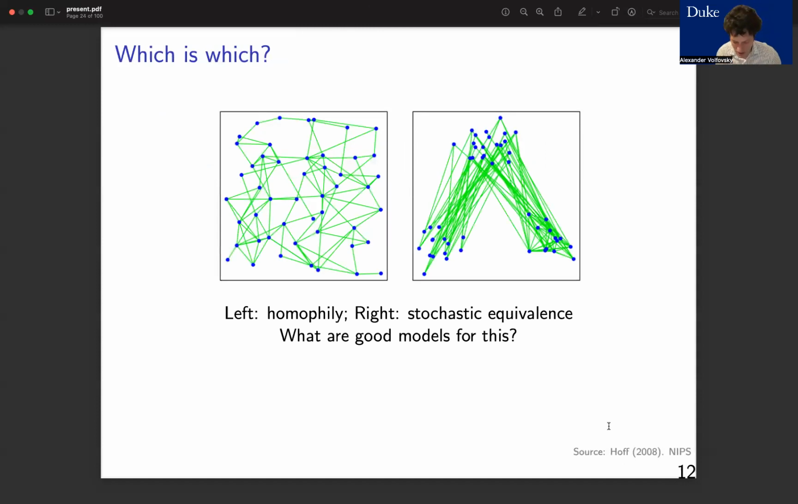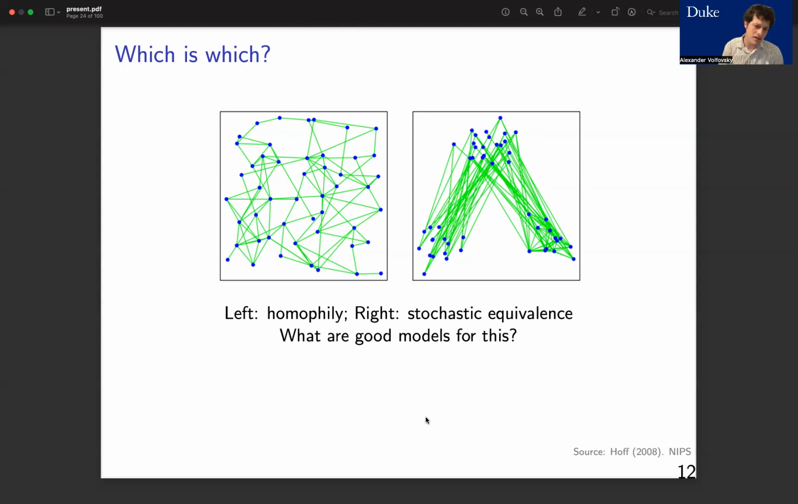So here we have a plot from a paper by Peter Hoff from 2008. And you see on the left here an example of homophily, where my friends are likely to be friends with each other. And on the right, we see an example of stochastic equivalence, where you see three communities with essentially almost no ties within communities, but lots of cross-community ties. And so people in each community do behave similarly, right? But don't necessarily connect to each other.